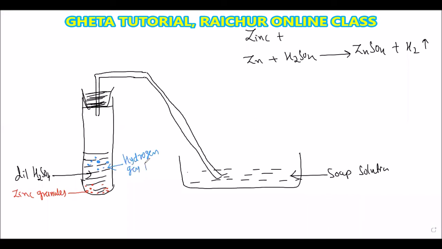This hydrogen gas will be passing through the delivery tube. This is called a delivery tube. The hydrogen gas is released through the delivery tube and will be mixed with the soap solution. This hydrogen gas will be passing through the soap solution. So what will happen here?